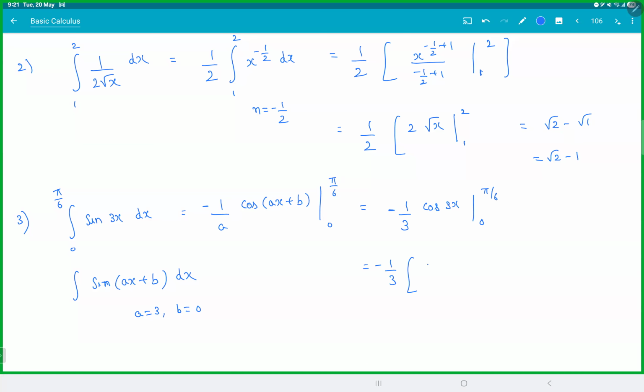Minus 1 by 3. Substitute here. Cos 3 pi by 6 minus cos 0. 3 pi by 6 is pi by 2. Cos 90 is 0 and this is 1. So the answer is 1 by 3.